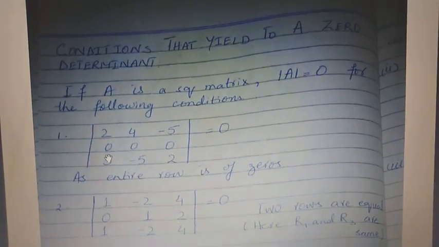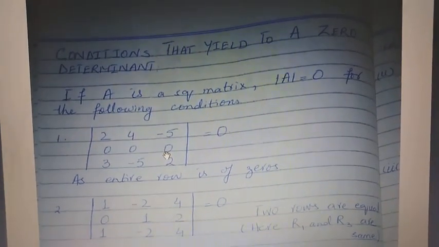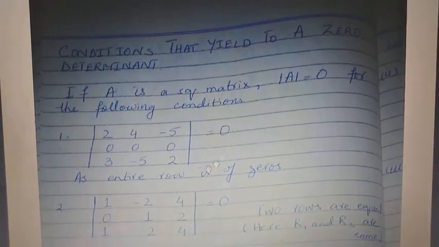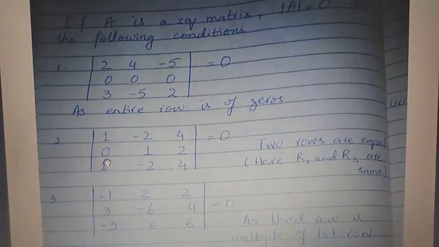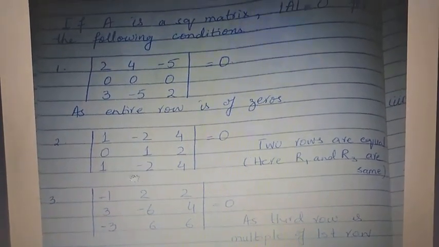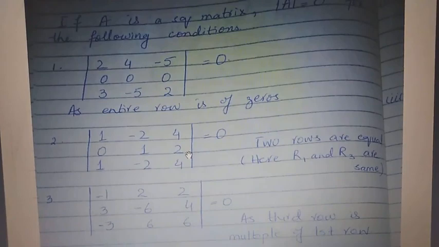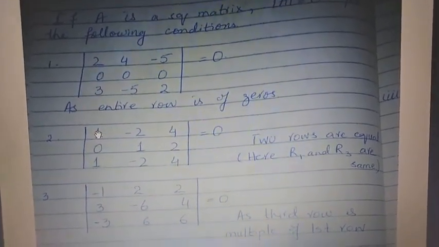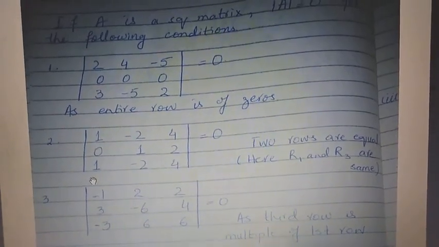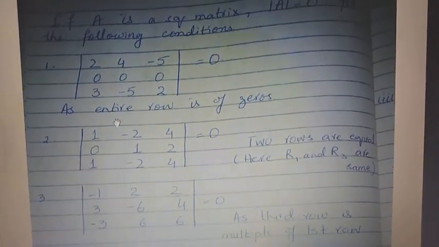While solving a determinant question, if there is a row of zeros, then the determinant of that matrix is equal to 0, as you have an entire row of zeros. For the second one, the entries are 1, minus 2, 4, then 0, 1, 2, then 1, minus 2, 4. Here again, the determinant is equal to 0. The reason is that two rows are identical to each other. The first and the third rows are the same. That's why the determinant of this matrix is equal to 0.